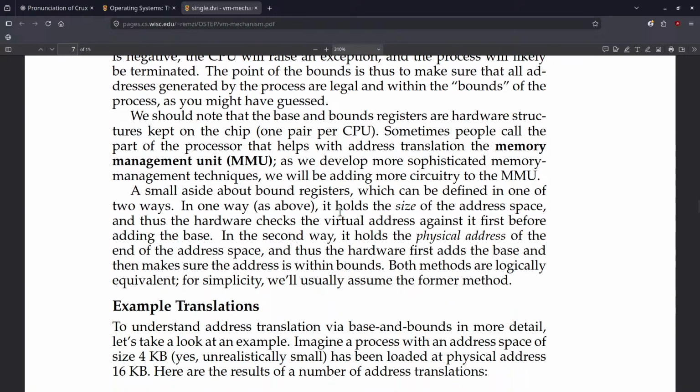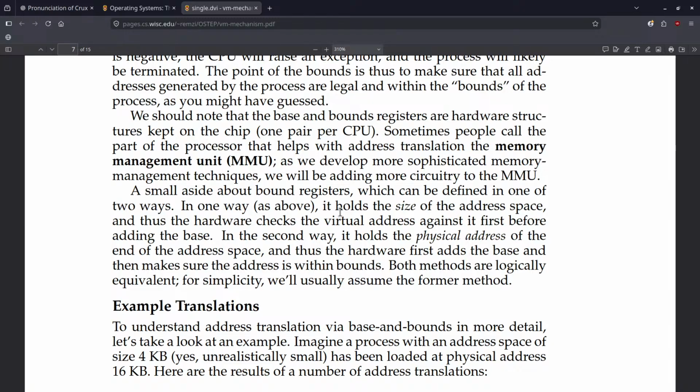We should note that the base and bounds registers are hardware structures on the chip, one pair per CPU. Sometimes people call the part of the processor that helps with memory management the memory management unit, MMU. As we develop more sophisticated memory management techniques, we'll be adding more circuitry to the MMU.